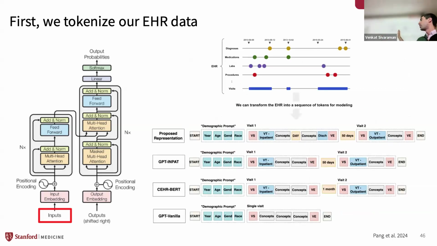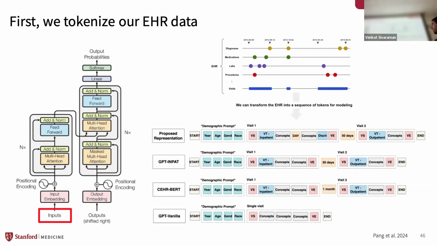And there are a lot of different ways to think about tokenization. In terms of literature, this is actually where most of the differences are. People rarely change the architectures. They mostly focus on how to represent the EHR better. So most papers in the field spend a lot of time on the tokenization strategy.